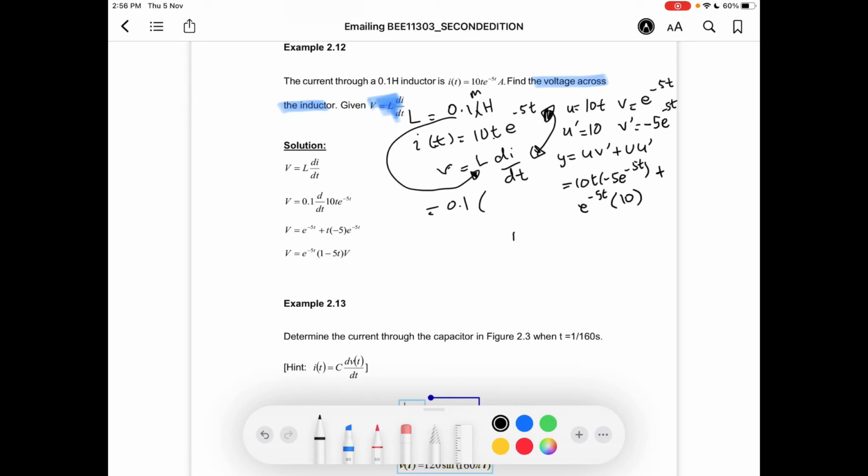Now when you multiply 10 with 0.1, you should get what?